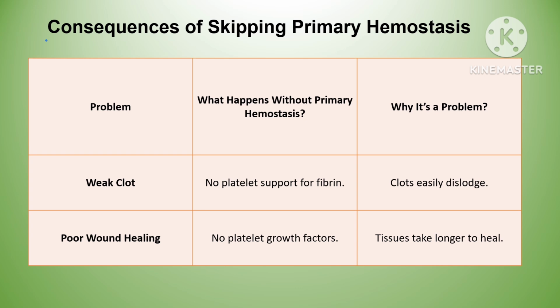Platelets act within seconds while the coagulation cascade takes minutes to hours. Immediate control prevents excessive blood loss.